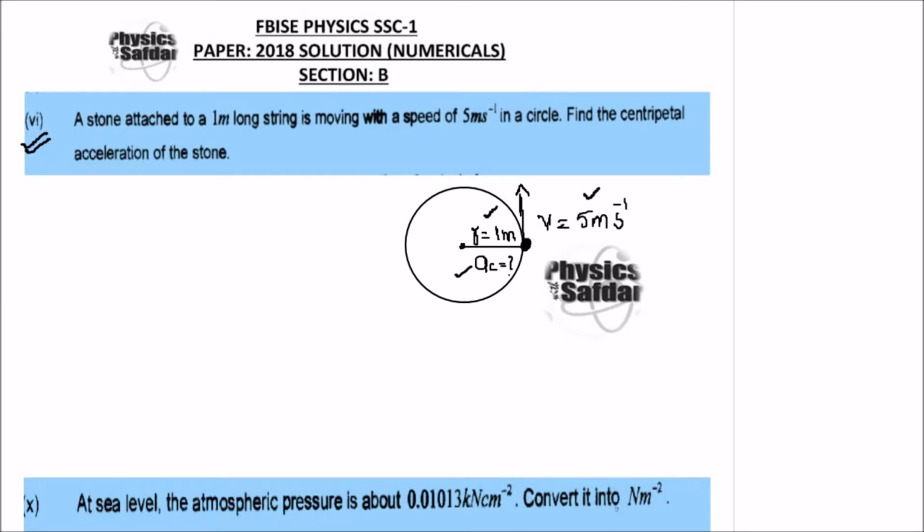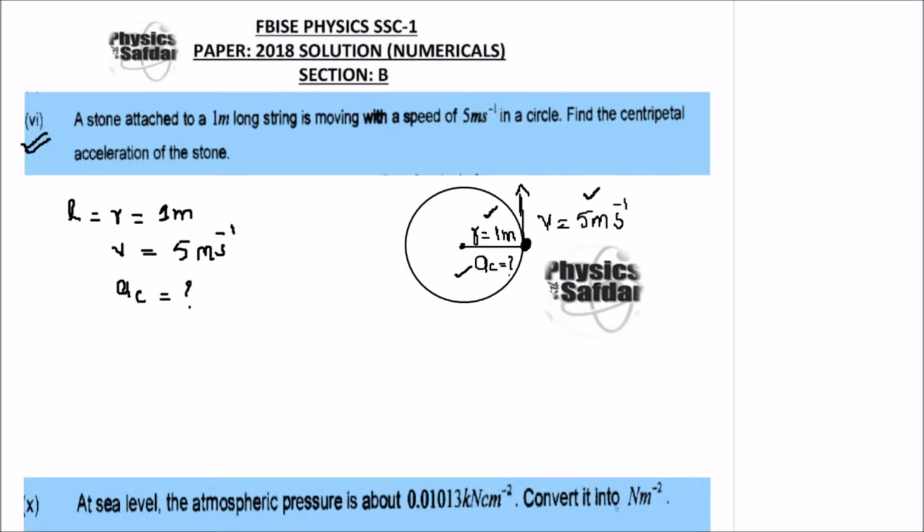In numerical, first write information given and required. We have length of string that is equal to the radius of circle, so you can write length of string is equals to radius and it is 1 meter in length. You have a speed 5 meters per second and we need to calculate the centripetal acceleration.